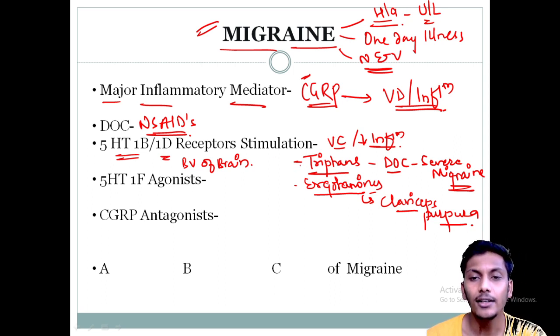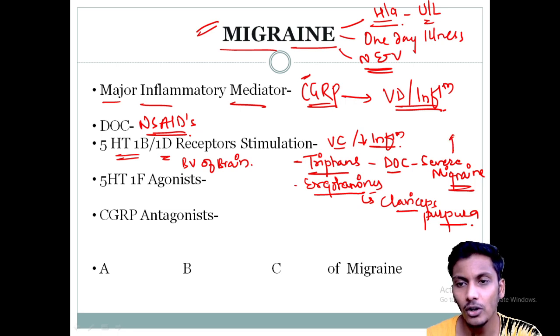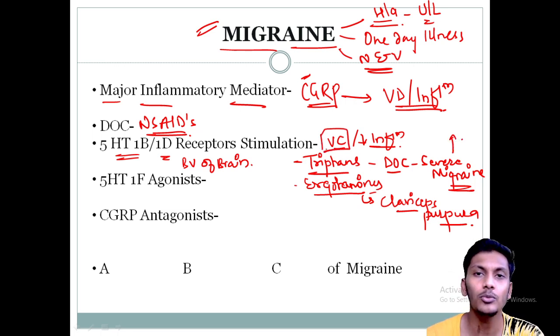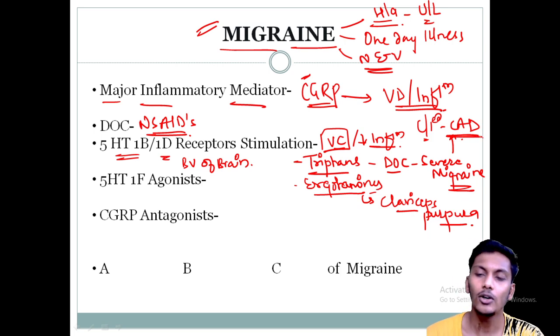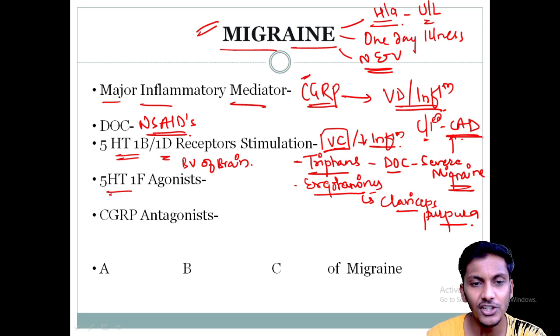Then, as we have seen, triptans will cause vasoconstriction. Therefore, there is a risk of vasospasm, and that is why these are contraindicated in cases of coronary artery disease. So if a patient is suffering from coronary artery or ischemic heart disease, triptans are usually contraindicated in those cases, right?